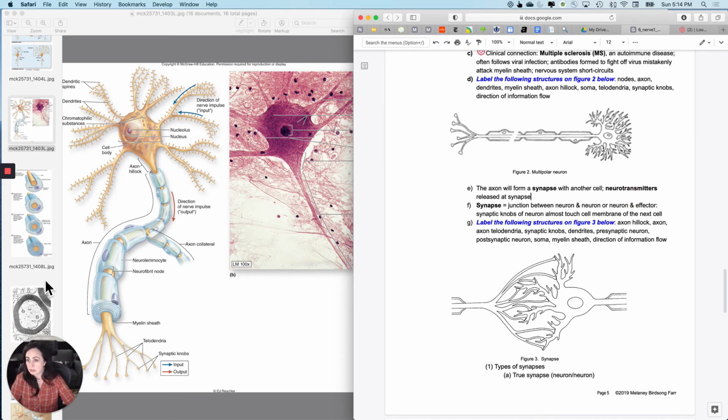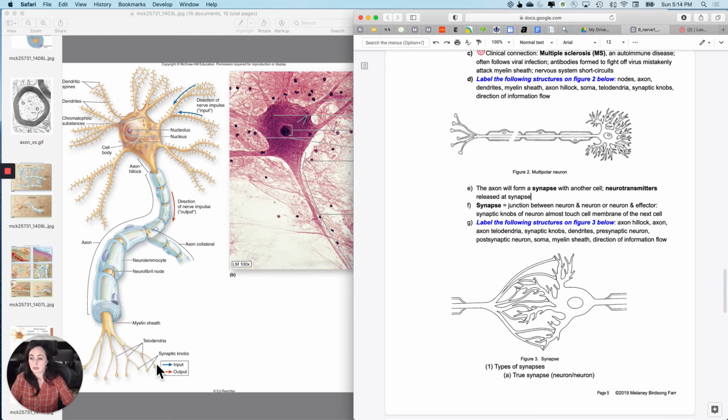Now, what happens when you get to the end is that the neuron is actually going to form a synapse with another cell. It could be another neuron, but it could be a muscle or a gland. And this one, it's one neuron forming a synapse with another neuron. This is the end of the first neuron. This is neuron 1. This is neuron 2. You can tell which direction information is going. These are dendrites. This is the axon. So what happens here is this is the site that neurotransmitters are released at the synapse. The synapse is the communication junction between a neuron and a neuron, or a neuron and another cell.